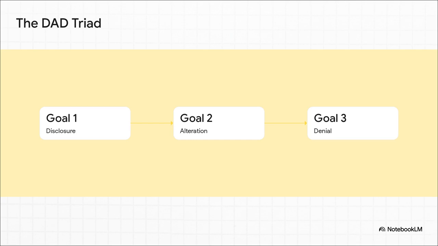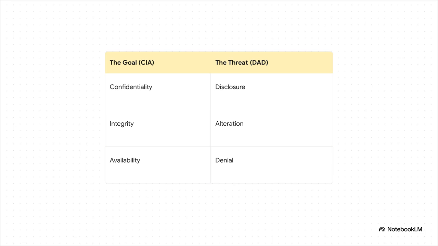They want to disclose confidential secrets, alter data that's supposed to be trustworthy, and deny you access to the systems you need. And when you put them side by side like this, it just clicks. The whole conflict becomes perfectly clear. For every single defensive goal, there's an attacker's goal trying to break it. Confidentiality fights disclosure. Integrity fights alteration. Availability fights denial. It really is a constant tug of war.